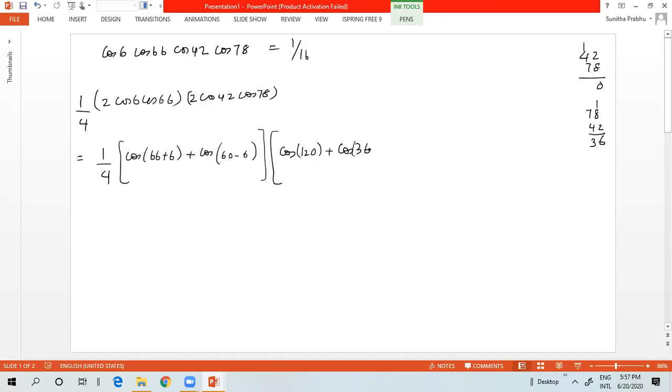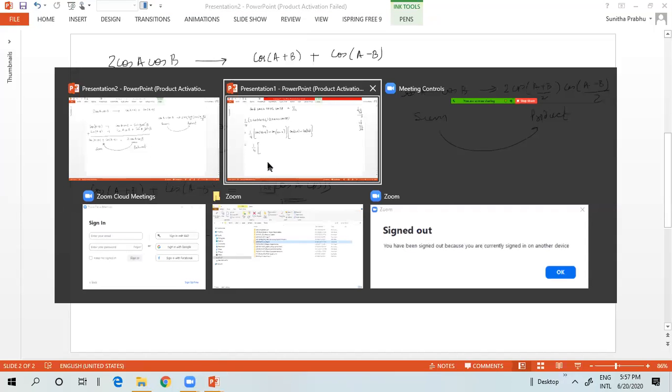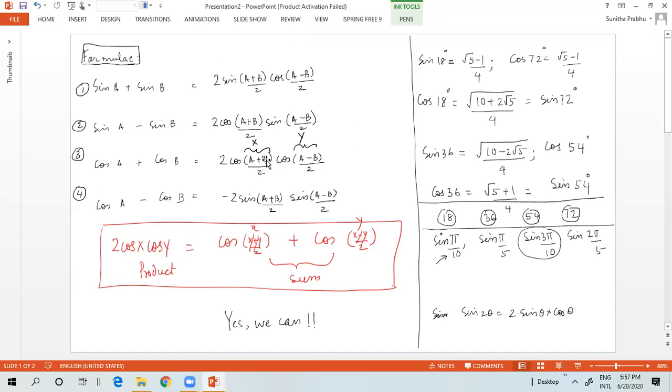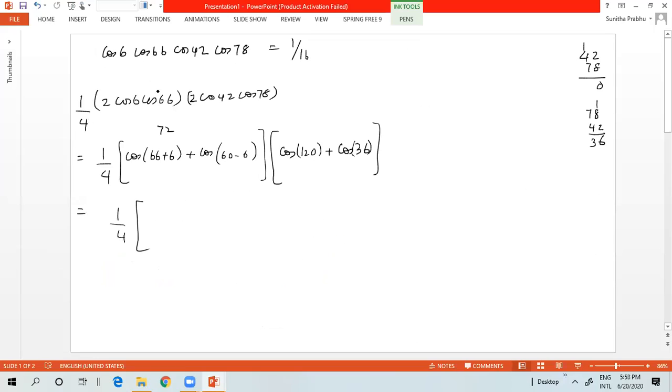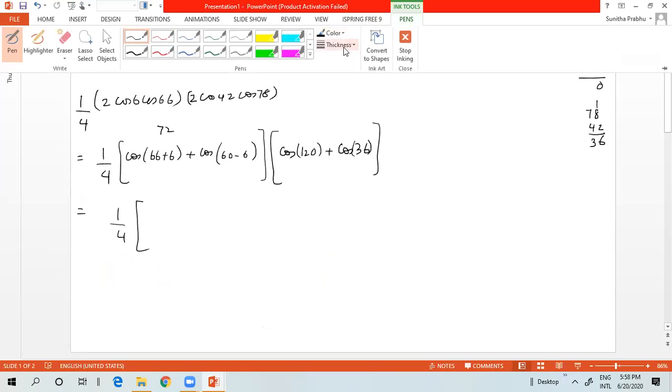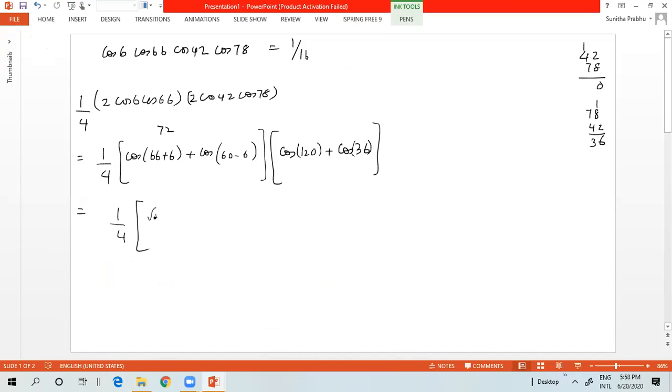All right. Now let's plug in the values. 1 by 4 cos 72. That's going to be root 5 minus 1 divided by 4. Cos 72, right? Root 5 minus 1 by 4. Good.